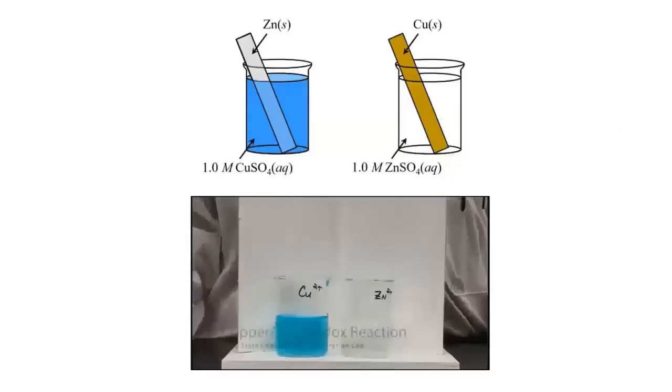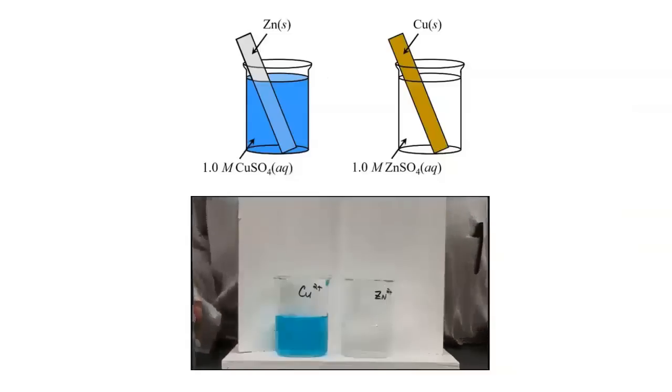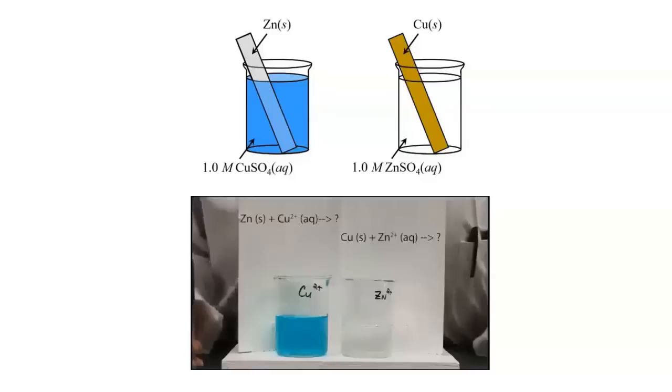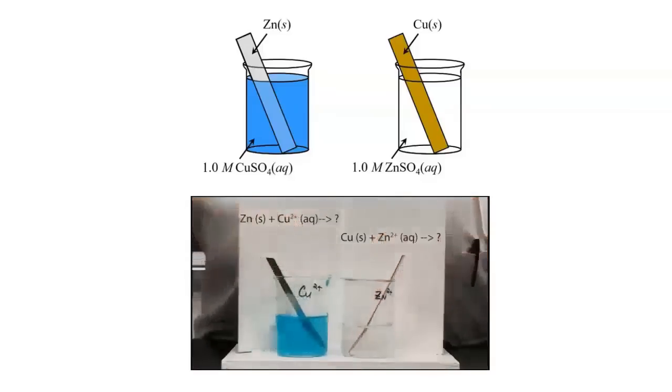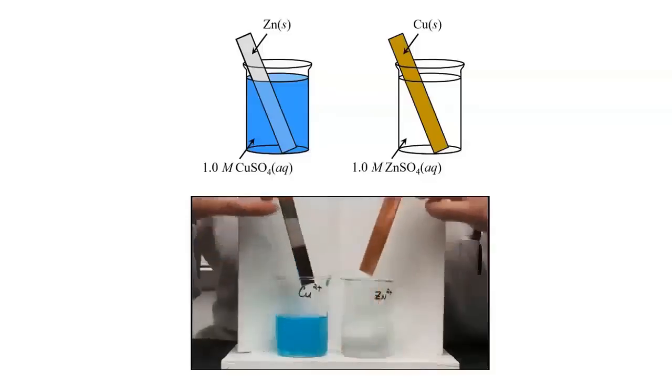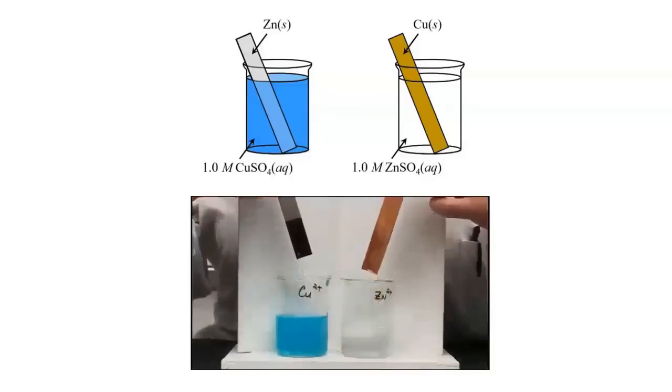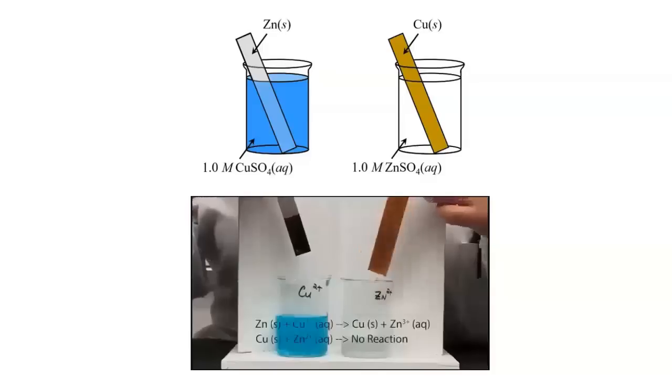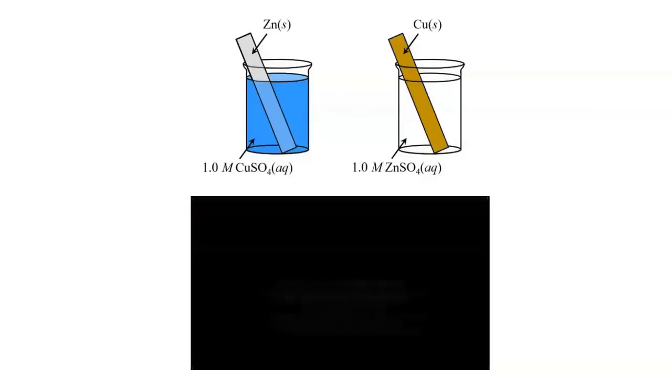Remember that redox reactions are spontaneous in only one direction. Here we have an example of one spontaneous and one non-spontaneous redox reaction. First, we have the reaction of zinc metal with copper ion, then the reaction of copper metal with zinc ion. Let's see which one is spontaneous. As you can see, the zinc metal turned dark due to the formation of solid copper on the surface. For the zinc and copper metal reaction, there was no reaction.